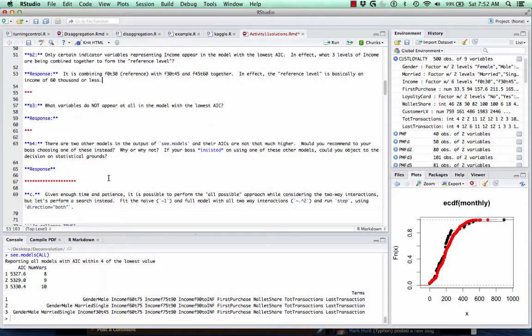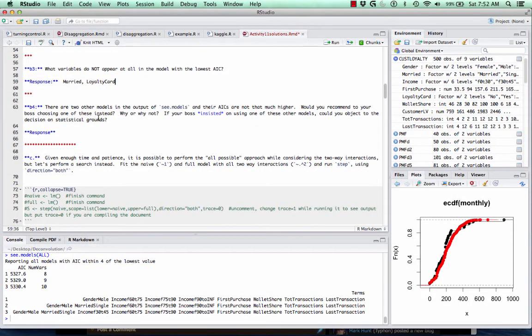All right, what variables do not appear at all in the model with the lowest AIC? Well, we see gender does. Does marital status? No, it does not. So married does not. Income does. First purchase? Yep. Loyalty card? Nope. Wallet share? Yes. Total transactions? Last transaction? Yes.